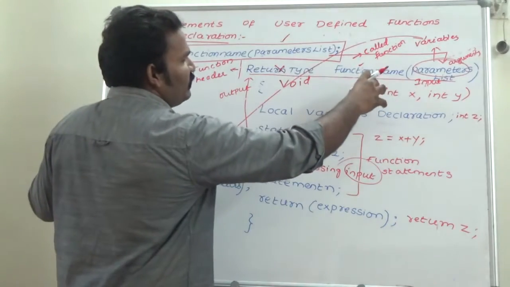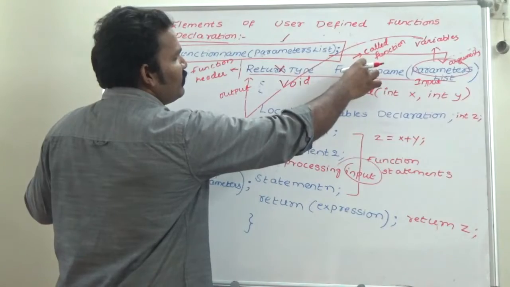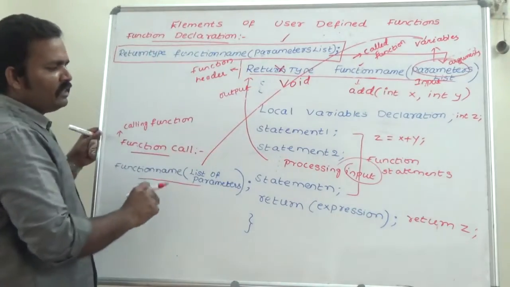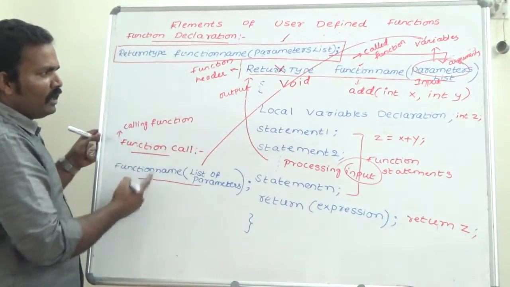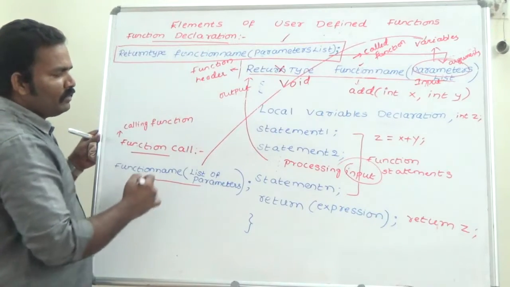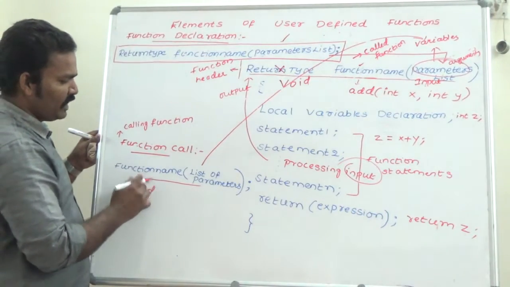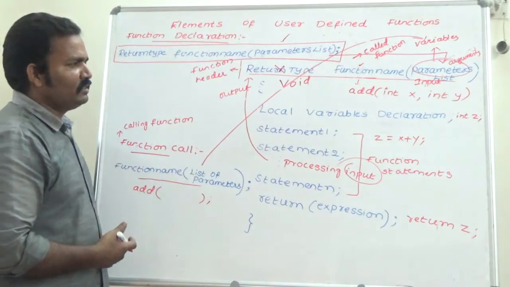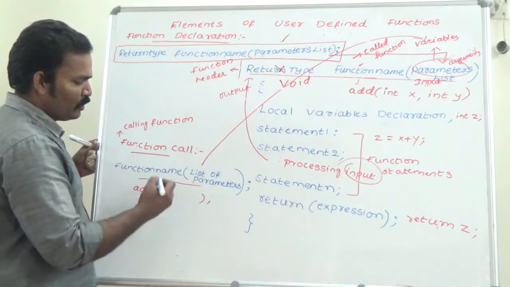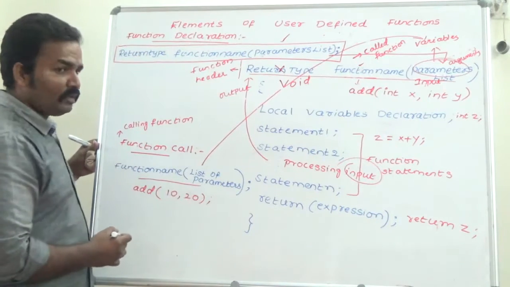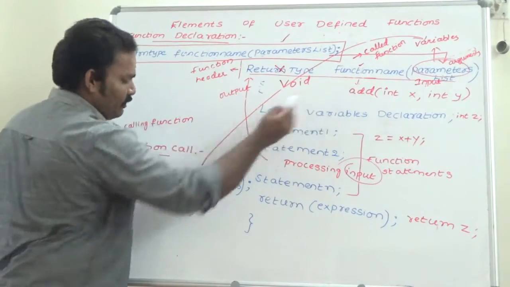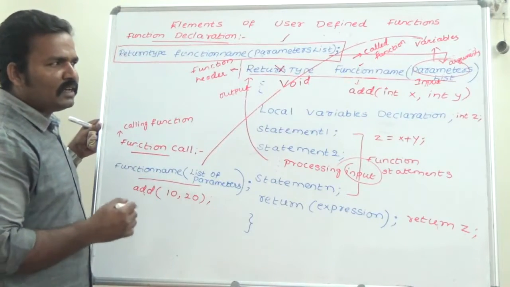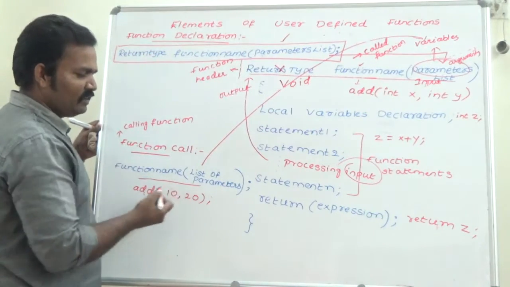Now when will this function be executed? Whenever we call this function, only then the statements in that function get executed. So to execute that function we have to call it. Here I am calling the function. What is the name of the function? Add. Is it necessary to pass any arguments? Yes, here we need to pass 2 values, 2 arguments: 10, 20.